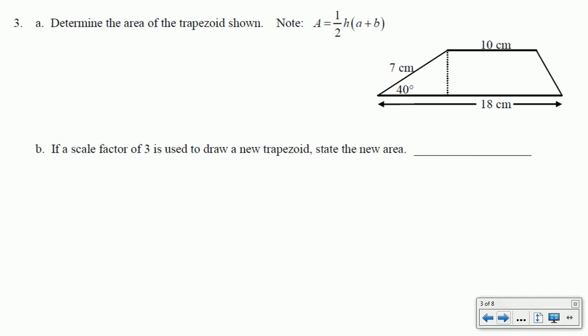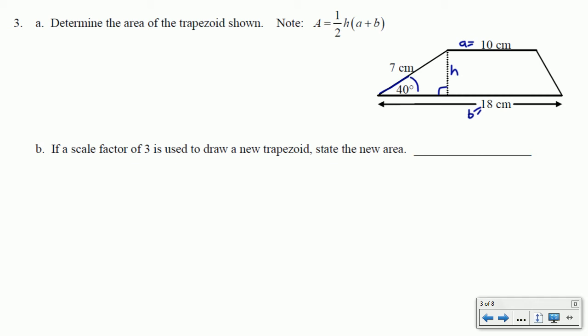So moving on to question number 3, we're looking to determine the area of the trapezoid shown. We have a formula supplied here. 18 is B, 10 is A, and we need a perpendicular height, and it looks like that hasn't been supplied yet, so we need to use trigonometry to figure it out.